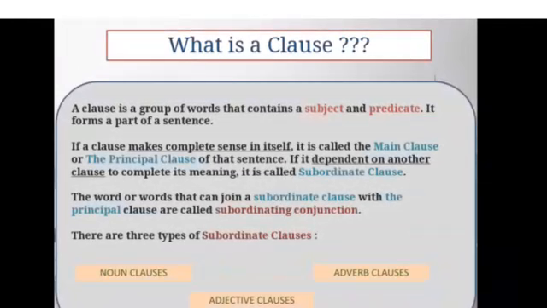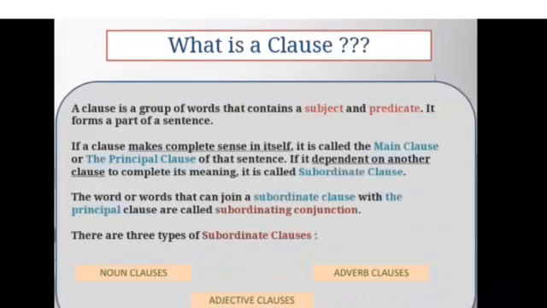And if it does not give you the complete sense or meaning, and it depends on its main clause, then it is a subordinate clause, because it needs its main clause to complete its meaning. The word or words that can join a subordinate clause with the principal clause are called subordinating conjunctions.